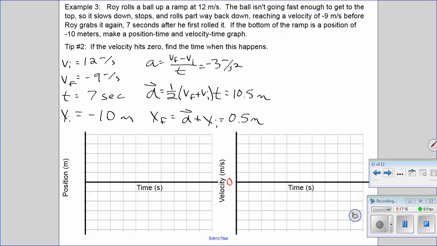Yeah, let's number by 3s, which actually is convenient because that's our acceleration. So here we go. We're going to go 3, 6, 9, 12. And then going the other way, we're going to get negative 3, negative 6, negative 9. And after that, I don't care. And we've got 7 seconds, 10 boxes, so we'll just number by 1s. So 1, 2, 3, 4, 5, 6, and 7. And I know that my velocity started at 12, and after 7 seconds, the velocity was negative 9. Connect the dots.